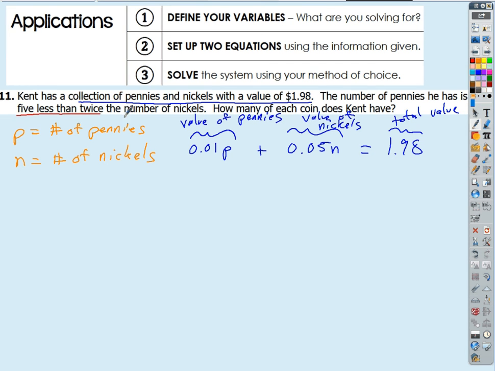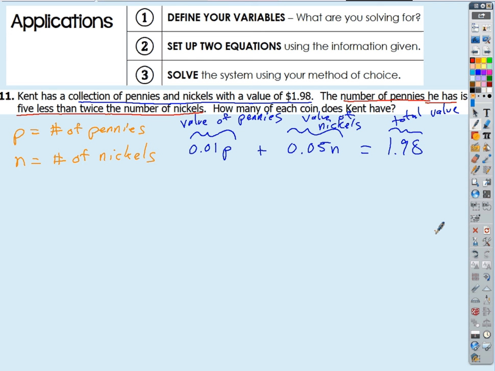5 less than twice the number of nickels, right? Yes. 5 less than twice the number of nickels. That's the number of pennies he has. The number of pennies is 5 less than twice the number of nickels. Okay, so how am I going to say that one? Does this deal with value at all here? No, just the number. Just the number, right?